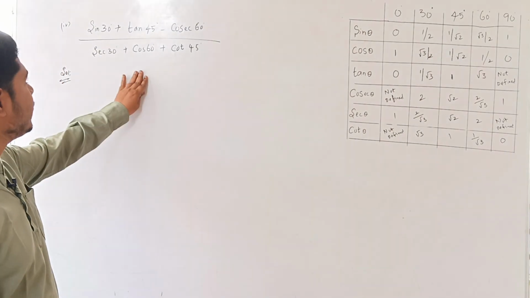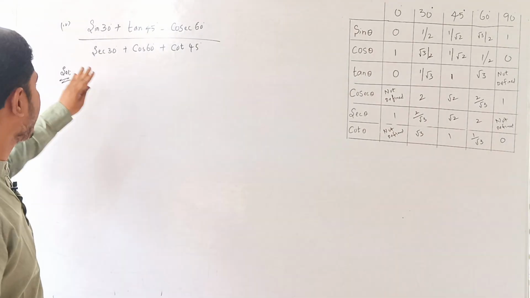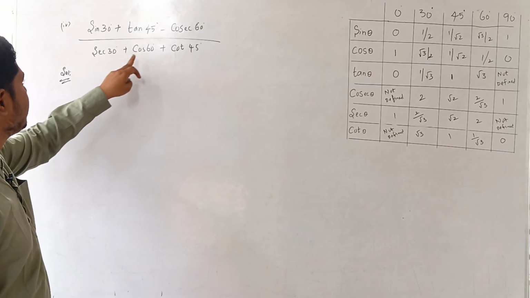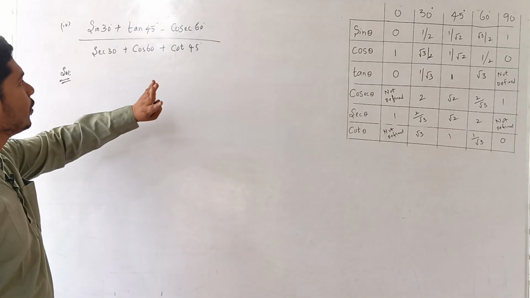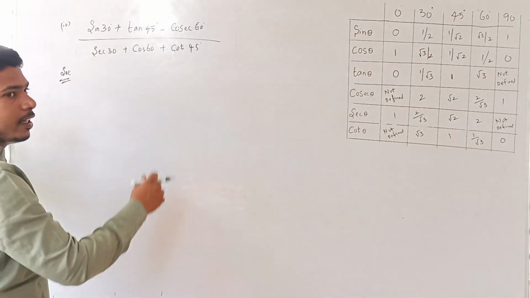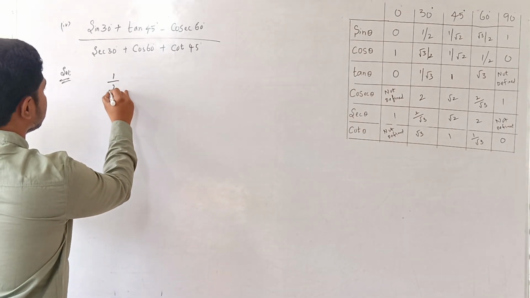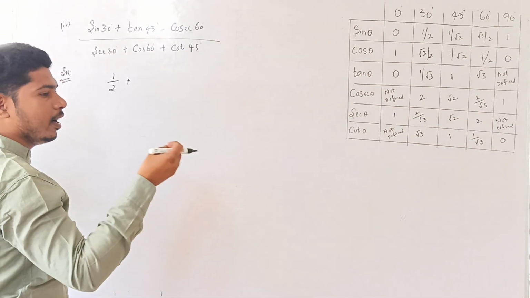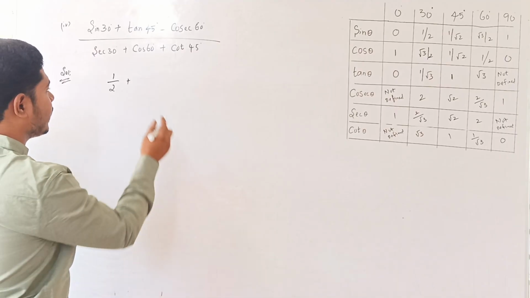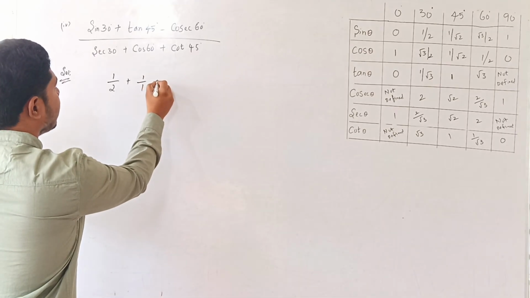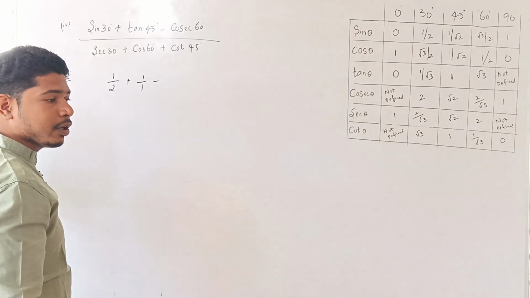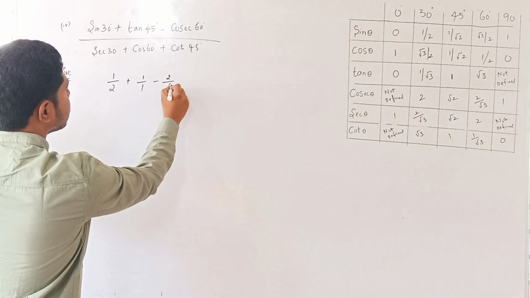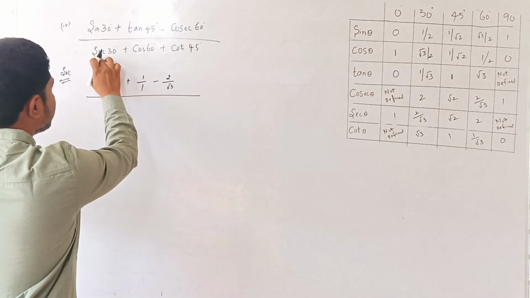And this is the fourth question. In this fourth question, they have given sin 30 plus tan 45 minus cosecant 60, by secant 30 plus cos 60 plus cot 45. What is sin 30? Sin 30 is 1 by 2, plus. What is tan 45? Tan 45 is 1. But for our convenience to solve the problem easily, I will write 1 by 1, minus. What is cosecant 60? The cosecant 60 is 2 by root 3, divided by, what is secant 30?